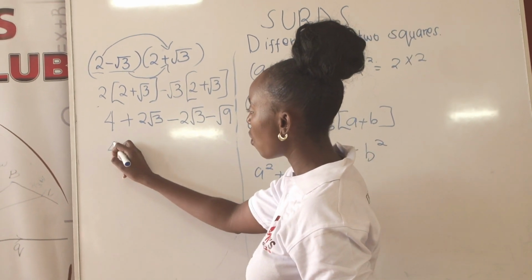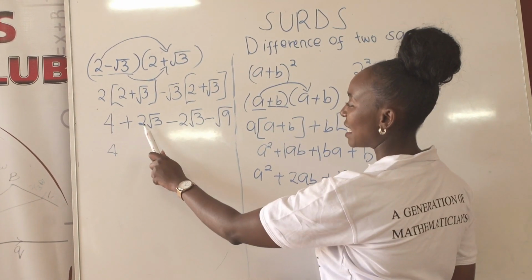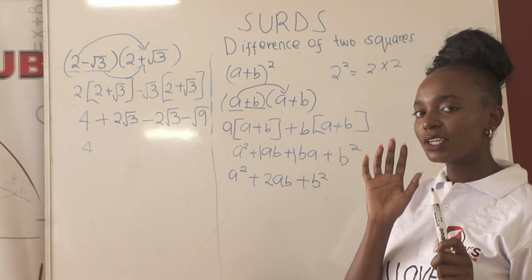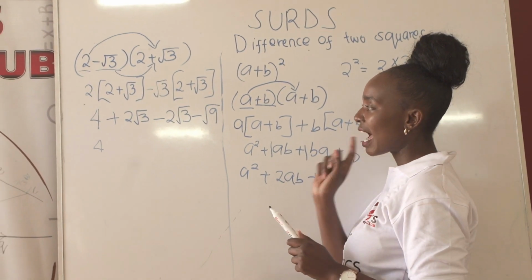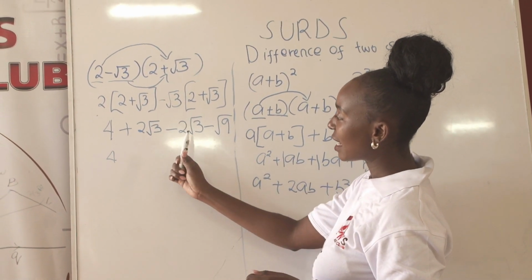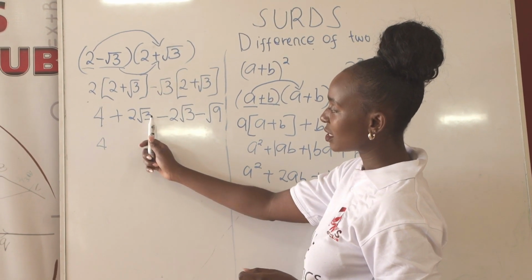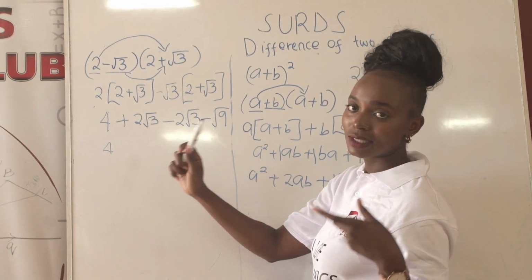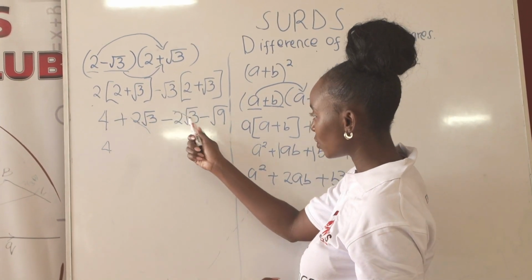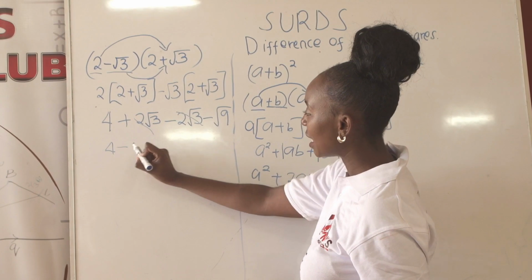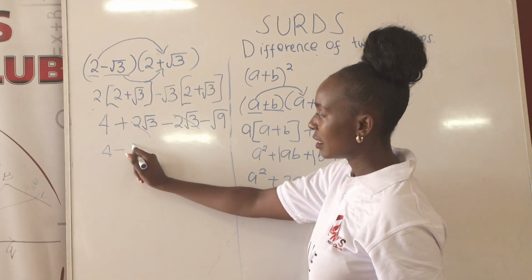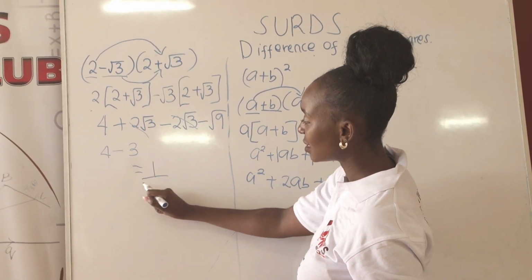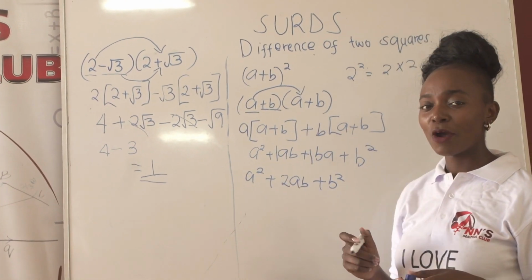This becomes 4. And then you have plus 2 root 3 minus 2 root 3. Remember when we talked about addition and subtraction, we said you can only add or subtract if the number under the root sign is the same. So this is 3 and this is 3, so we can go ahead and work on it. So 2 minus 2 is 0. So this cancels out. Then you are left with 4 minus root of 9 is 3. Okay, then you get 4 minus 3, 1. So your answer becomes 1. I hope that is clear.